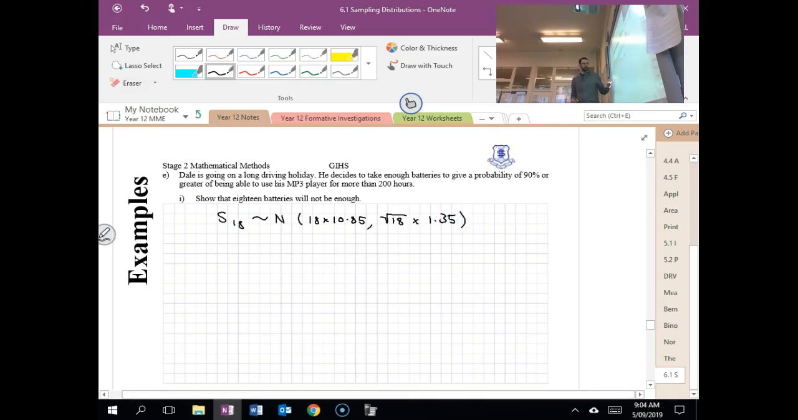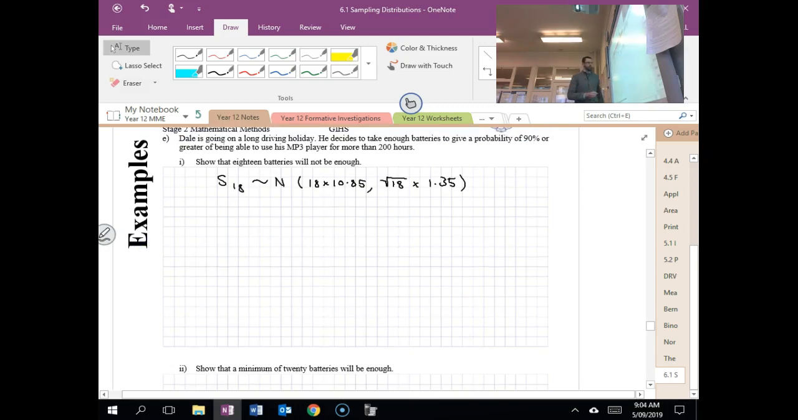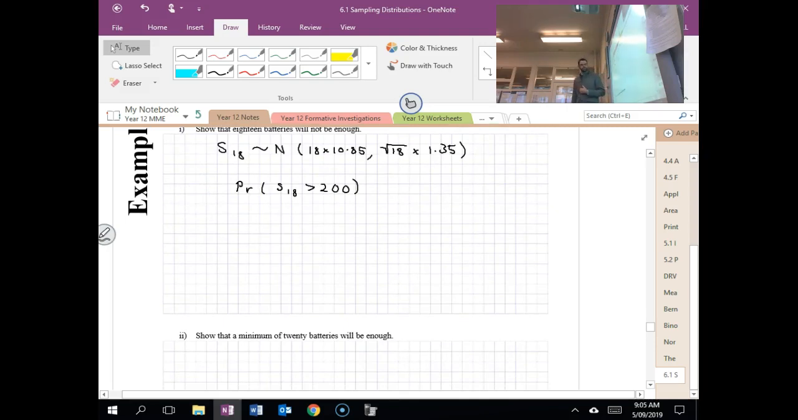Okay, so showing that 18 batteries will not be enough, we want the probability that the sum of 18 is greater than 200. Now, notice it says in the question for more than 200 hours, so that's why I'm putting a strictly greater than sign. If you do greater than or equal to 200, the calculation in the calculator makes no difference for a continuous random variable, but it's a better idea to be consistent with the question. So the probability of the sum of 18 is greater than 200.